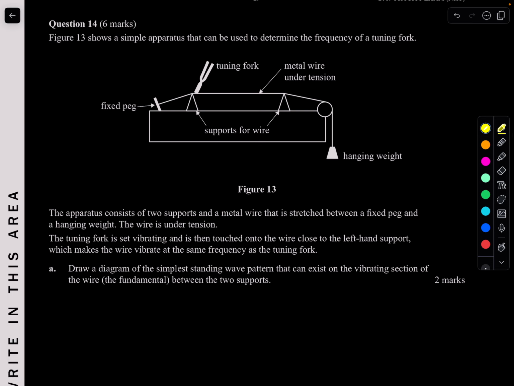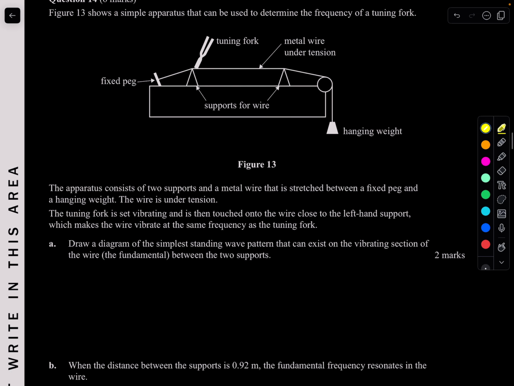Question 14. Figure 13 shows a simple apparatus that can be used to determine the frequency of a tuning fork. The apparatus consists of two supports and a metal wire that is stretched between a fixed peg and a hanging weight. The wire is under tension. The tuning fork is set vibrating and is then touched onto the wire close to the left-hand support, which makes the wire vibrate at the same frequency as the tuning fork. Draw the diagram of the simplest standing wave pattern that can exist on a vibrating section of the wire, which is the fundamental, when n equals 1.